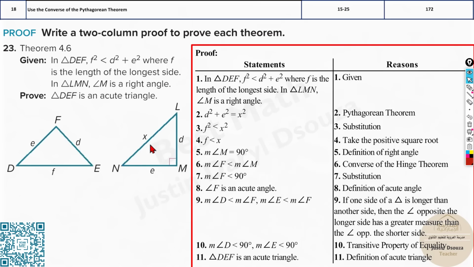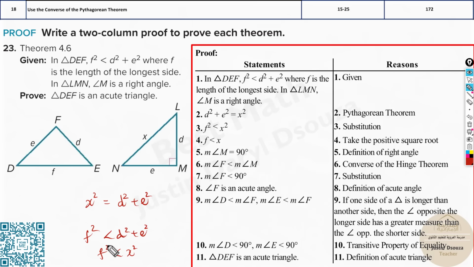Now here, look at this side. What is x squared? We have the Pythagoras theorem, and we can write here x squared will be equal to d squared plus e squared, right? And then it is also given that d squared plus e squared is greater than f squared. So I can write f squared is less than x squared. Is that okay? Why? Because we know d squared plus e squared is x squared and f squared is less than that. So I've just written that statement.